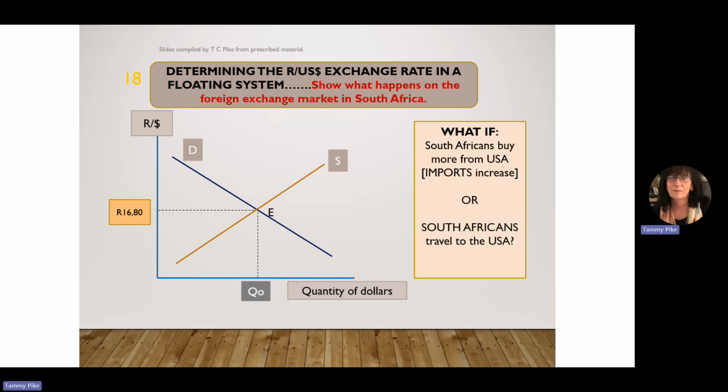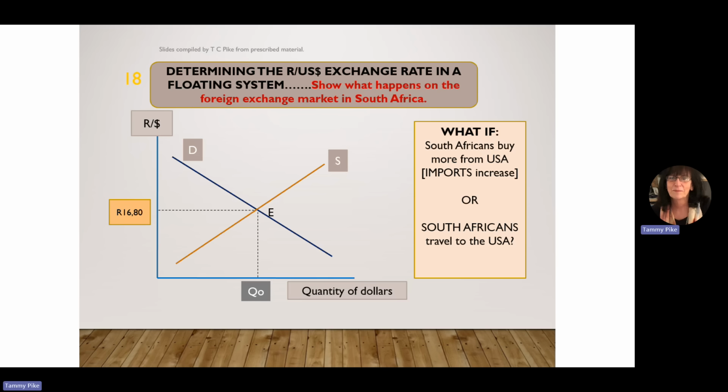Then you have your downward sloping demand curve, your upward sloping supply curve, correctly labeled, and where they intersect is obviously your equilibrium position. And then don't forget to mark your equilibrium price of the dollar on the South African foreign exchange market, and then mark your quantity. Notice we use a number for the exchange rate, the price of the dollar, and we just use Q for quantities. Now let's give you two scenarios.